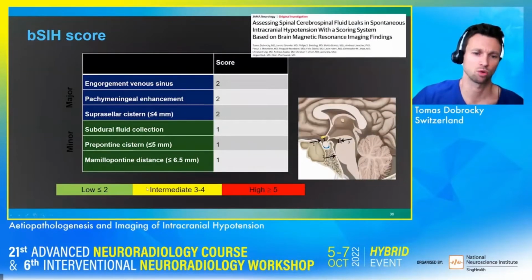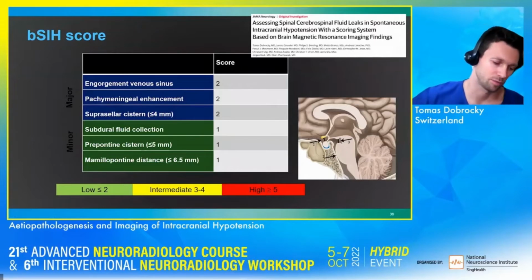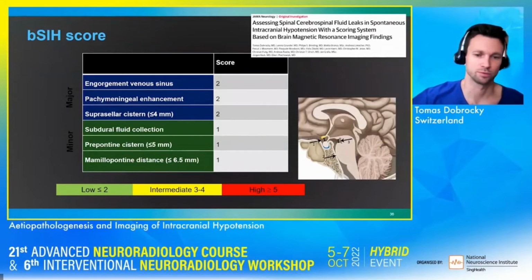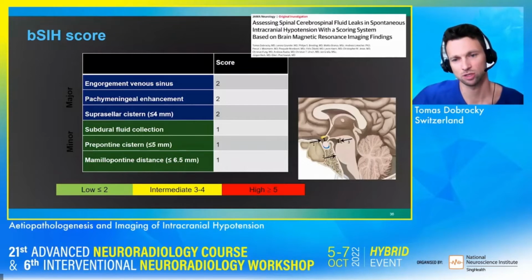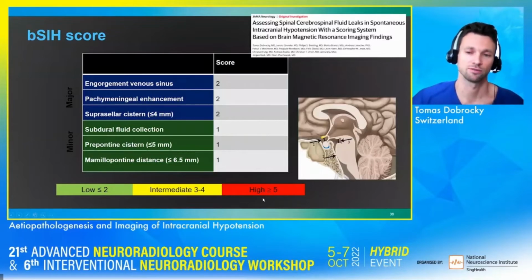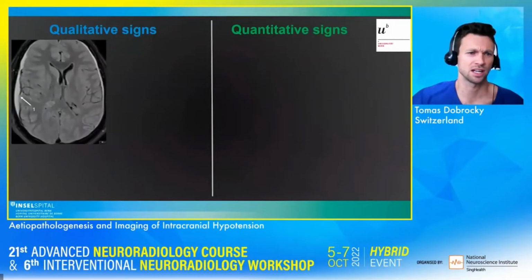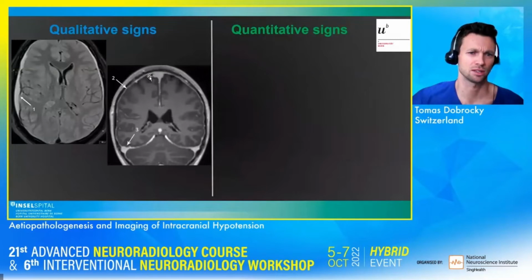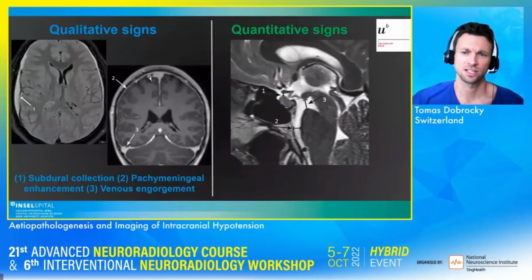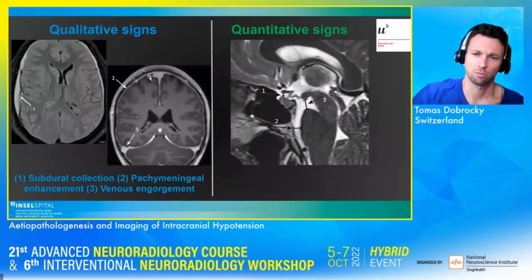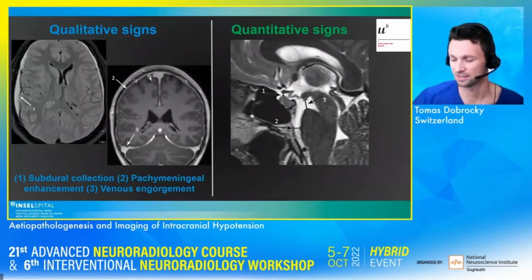And if you add up, this gives you a score. Depending on how high the score is, you can say how high the likelihood of finding a CSF leak will be. So in patients with a score higher than 5, there's a high likelihood of finding a CSF leak. Just to summarize, there are 3 qualitative signs: the presence of subdural collections, dural enhancement, engorged sinuses, and 3 quantitative signs: the effacement of the prepontine cistern, of the suprasellar cistern, and the mammillopontine distance.